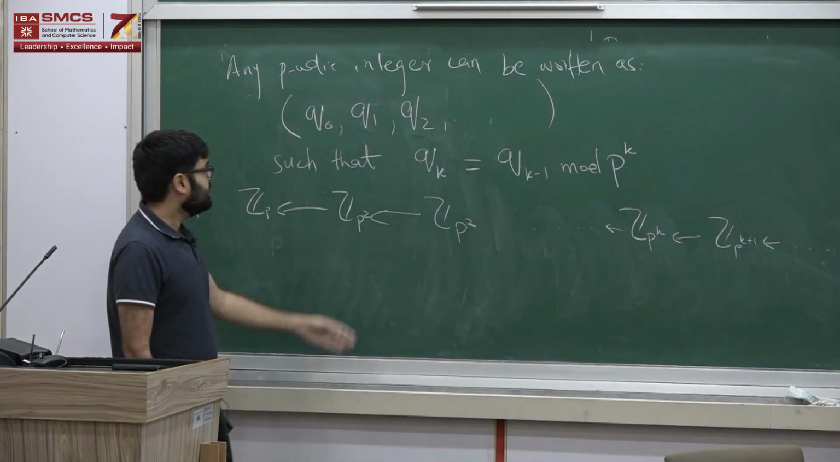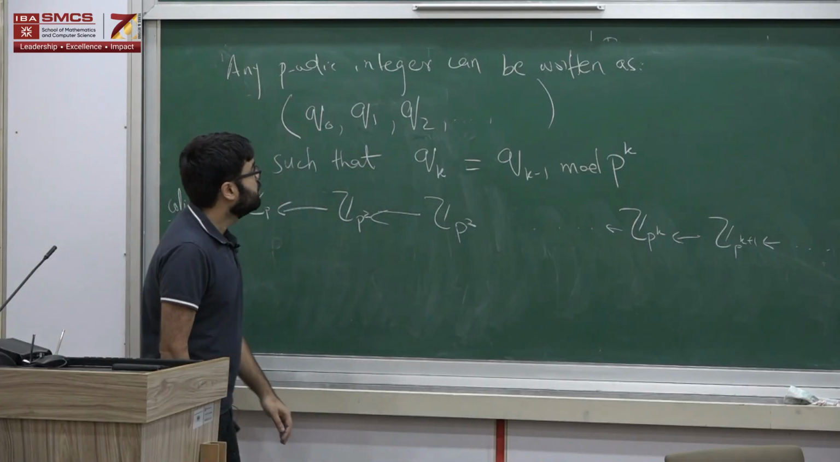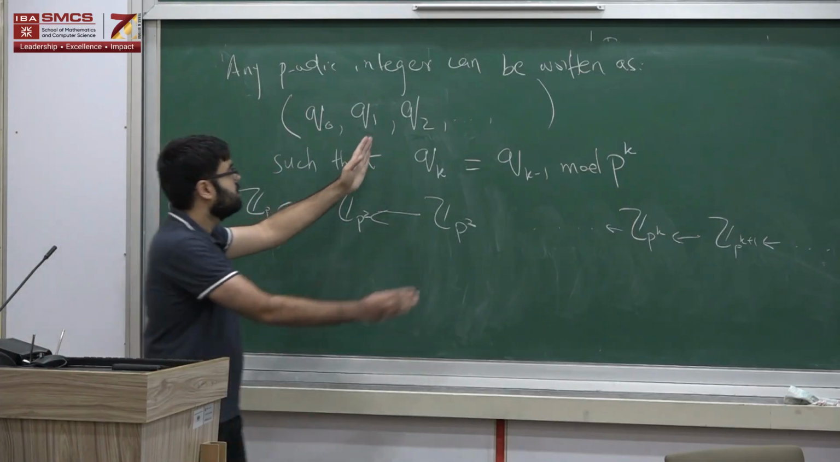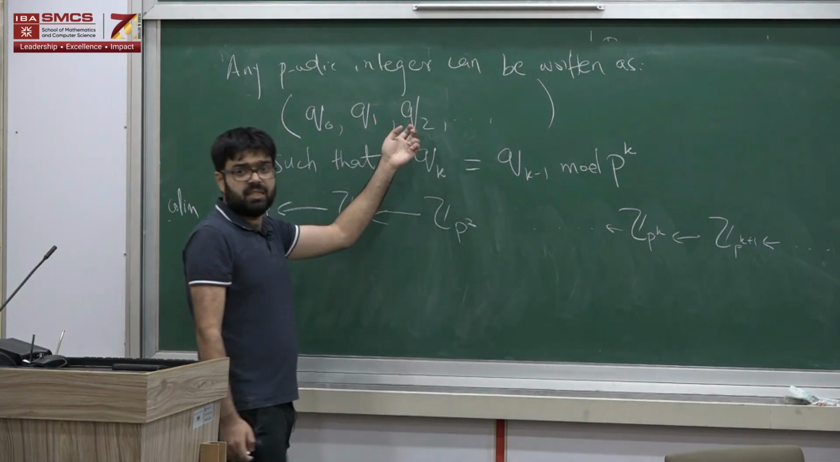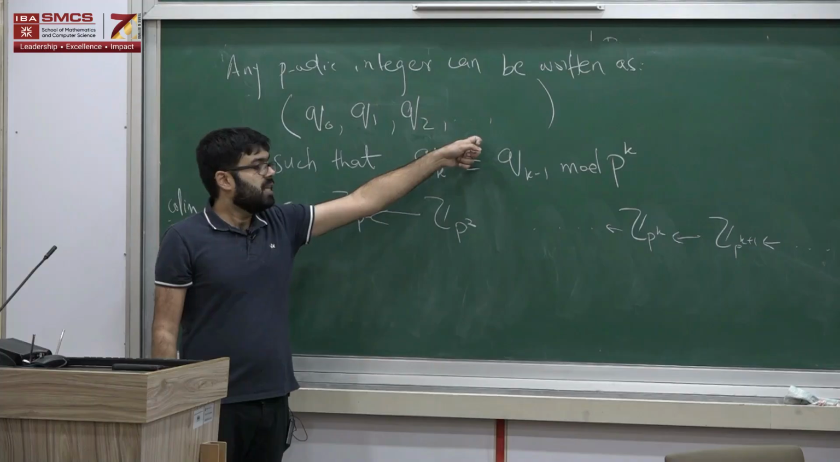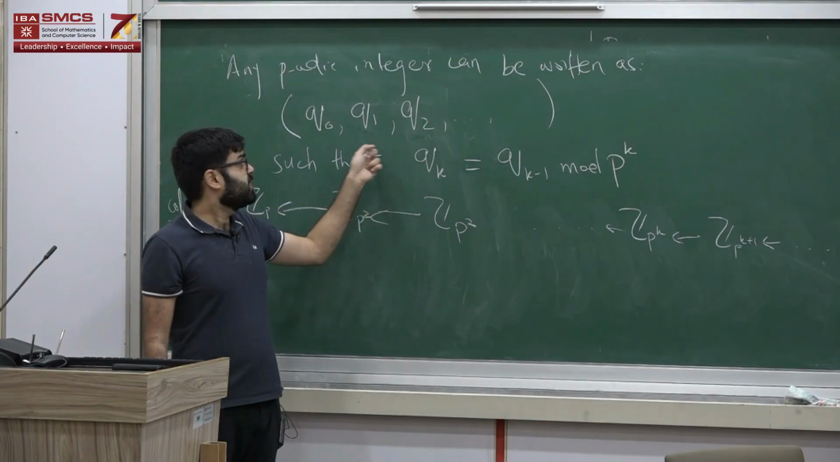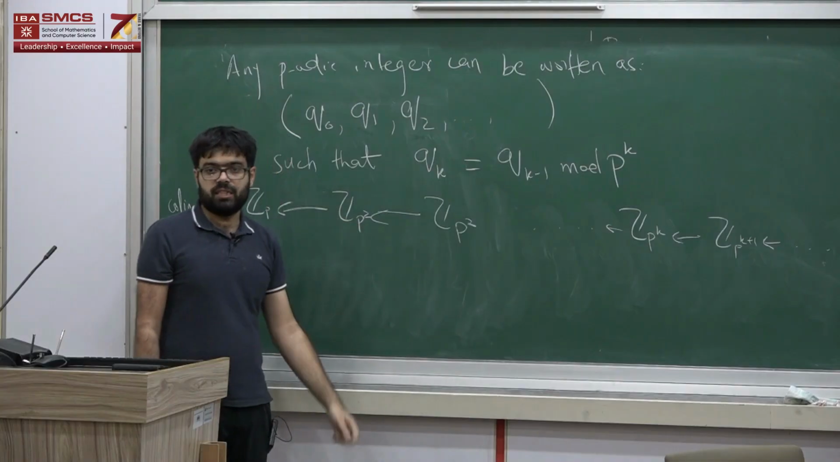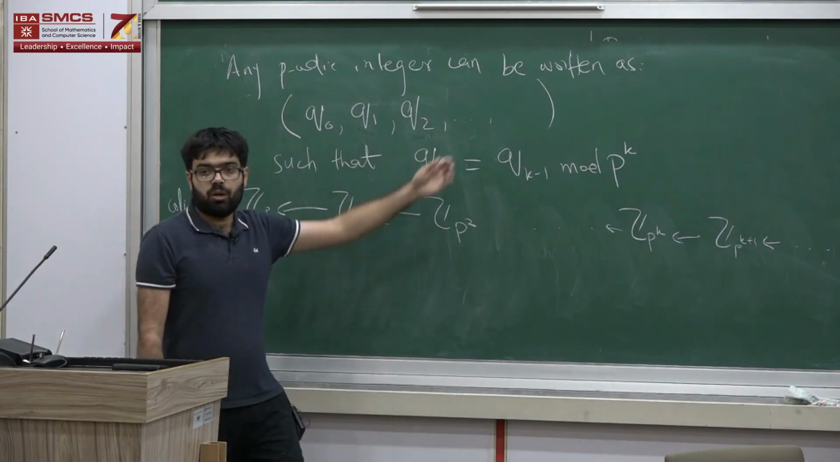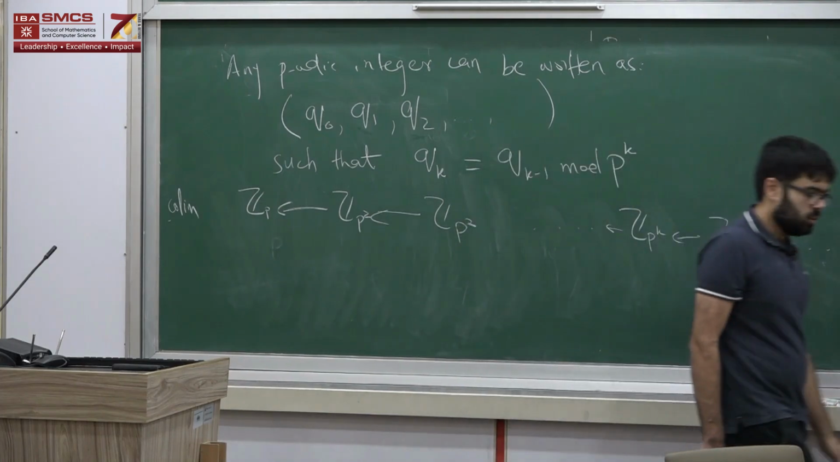Because of this reduction, as we go further and further, the distance between any two elements in this sequence is very, very small. And this is actually kind of a Cauchy sequence. This is exactly like a Cauchy sequence, but with a p-adic distance. Okay.